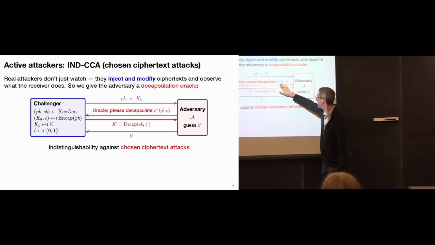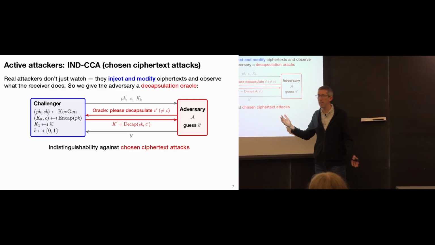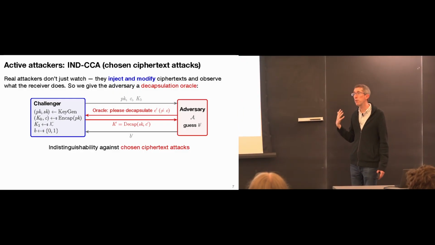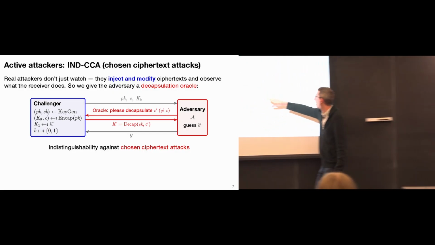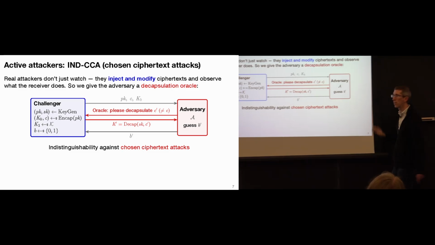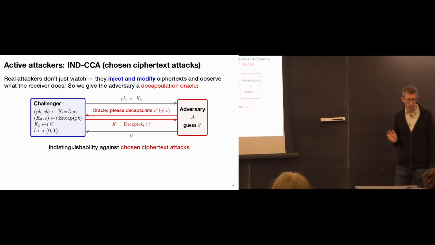We have to impose the condition that they can't ask for the challenge ciphertext to be decapsulated. That would make it too easy. But other than that, they're allowed to make these queries and try to use this to learn information about the system and then eventually get their guess of what the hidden bit is. Right. So this is called indistinguishability against chosen ciphertext attacks.